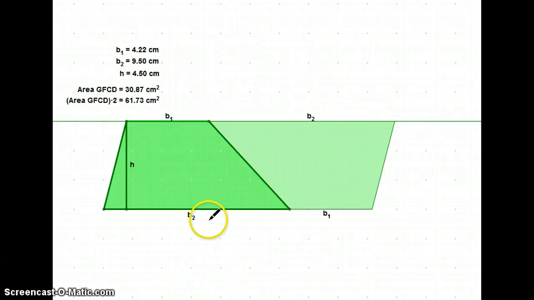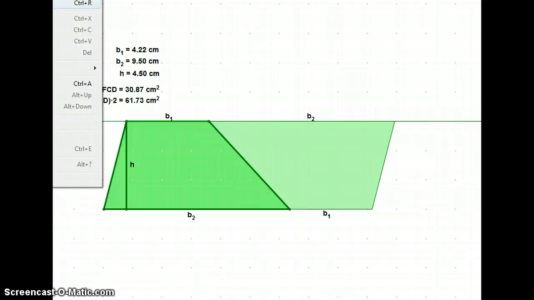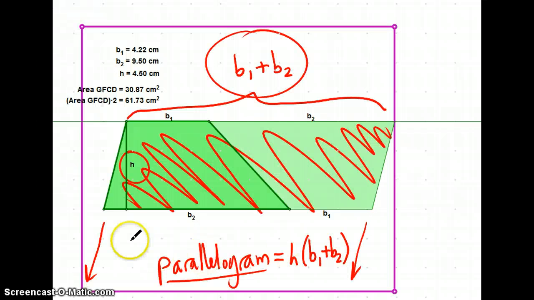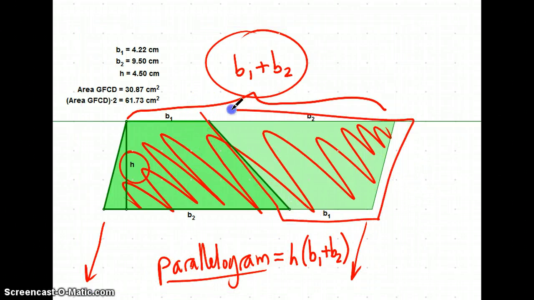So, well, I didn't mean to get rid of all that stuff. Ooh, can I bring it back? I can. All right, so we don't want all of it. That's too much. We just really want half of that. We're going to cut half of that off. We just want half. So I want half of what was the parallelogram. I don't want all this. I just want half of h times b1 plus b2.